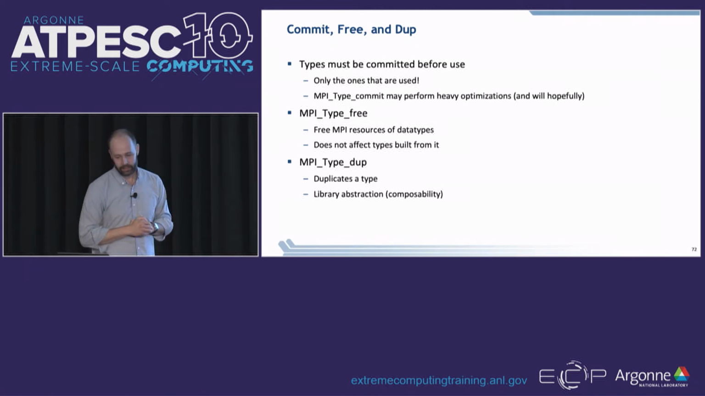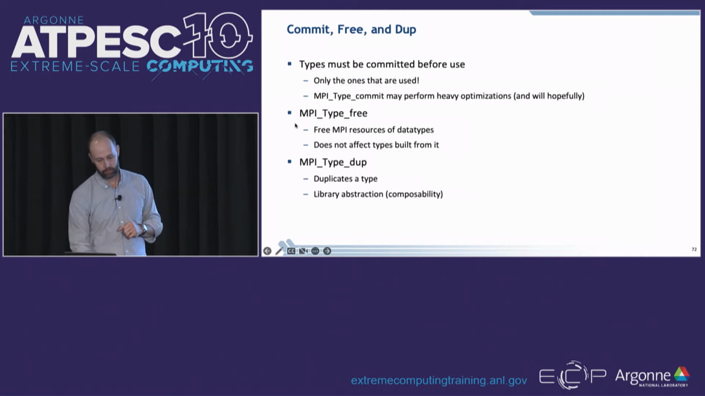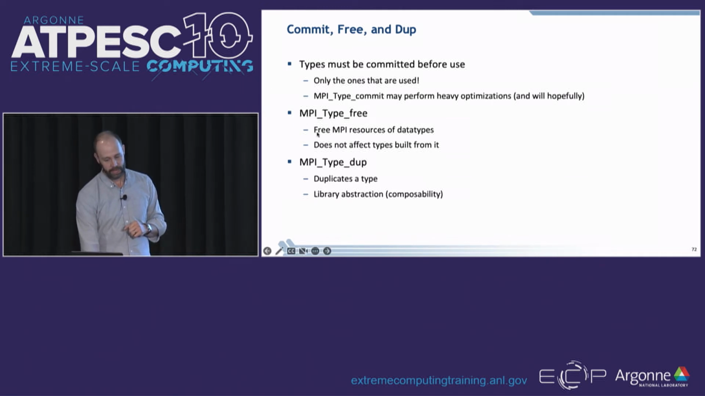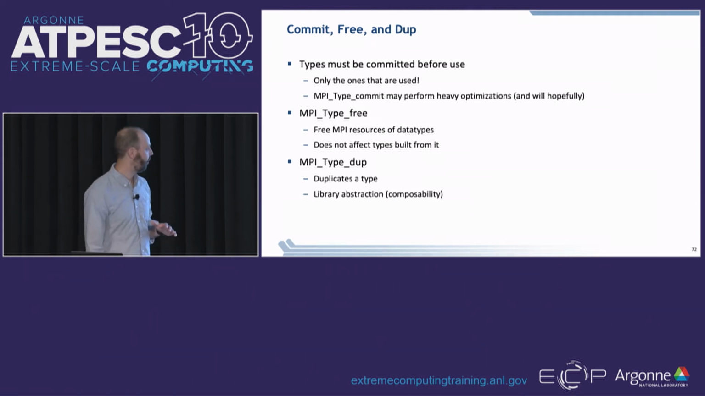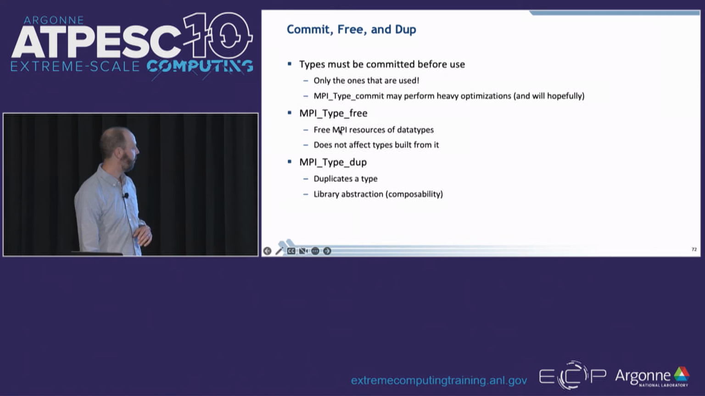When you no longer need a data type, you can free it so that MPI can give back the resources it used to store information about that data type. You can free a data type even if you've used it to define another data type. That won't affect the data types you've used downstream from it. You can go ahead and free it, and that won't be a problem for your application.